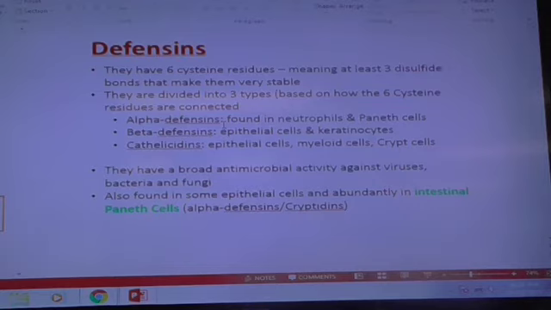But the Paneth cells. Now remember your histology classes. You heard of the Paneth cells, right? They are in the intestinal walls, and they produce a lot of defensins also to protect those epithelial cells of the intestinal mucosa.